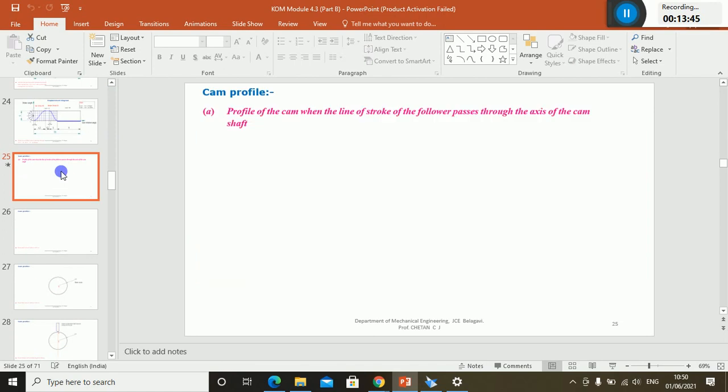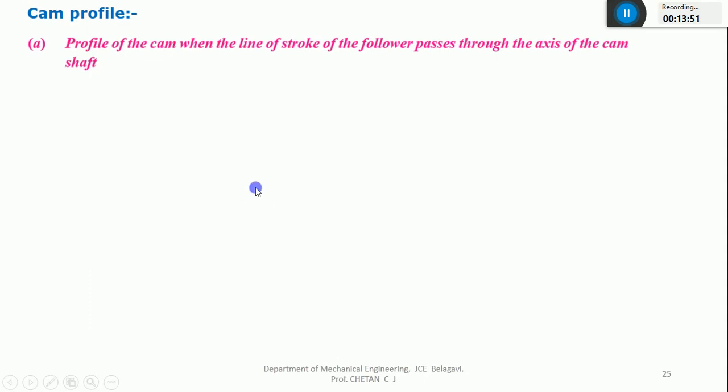Just take a rough sketch of these cam profiles. After that, you can draw with a scale and the drawing instruments later. For the time being, you just draw a rough sketch. So please take the heading as cam profile when the line of stroke of the follower passes through the axis of the camshaft.